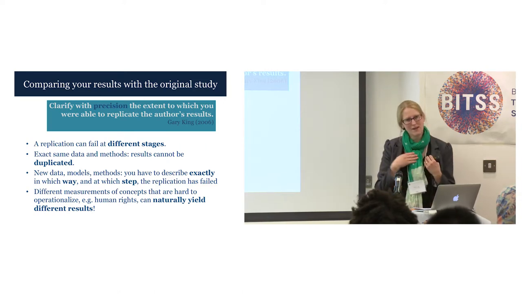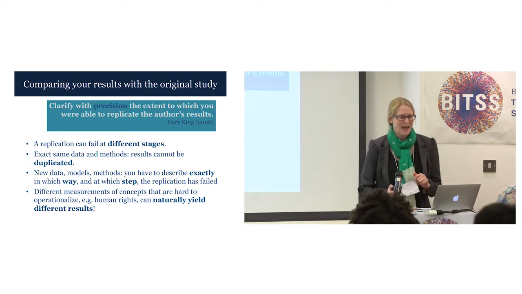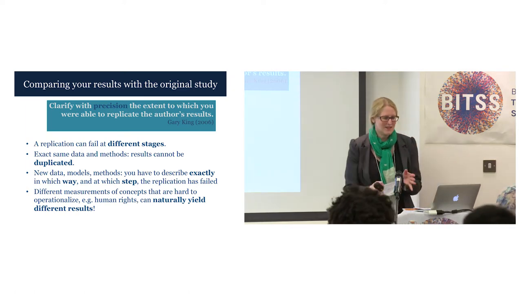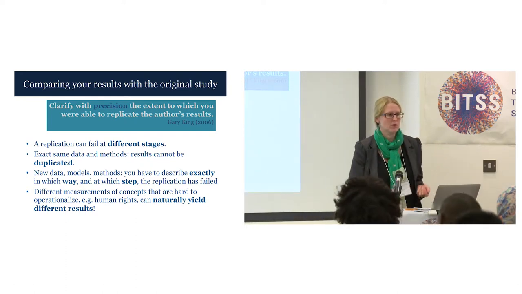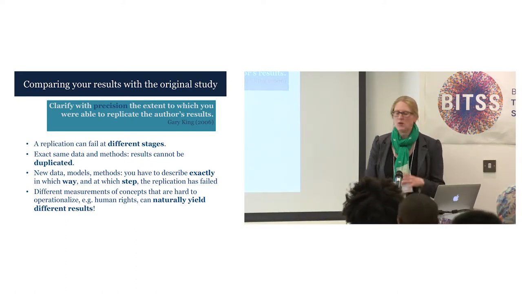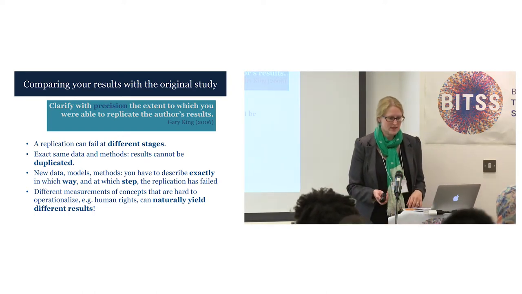And it's not just me saying that, it's Gary King from Harvard University saying that, and he is always right. The political scientists know what I'm talking about. He's well known for pushing for replication. So a replication can fail at different stages, and you have to be very clear when that was the case.